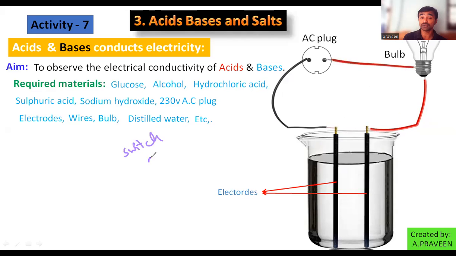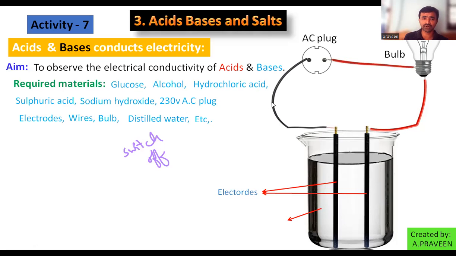All right. What you need to observe here is whether this liquid conducts electricity or not. If it conducts electricity, what do you realize? The bulb glows. So in this case, is there any glow of the bulb? It is not glowing. No glowing of the bulb in this case. So what does it mean?